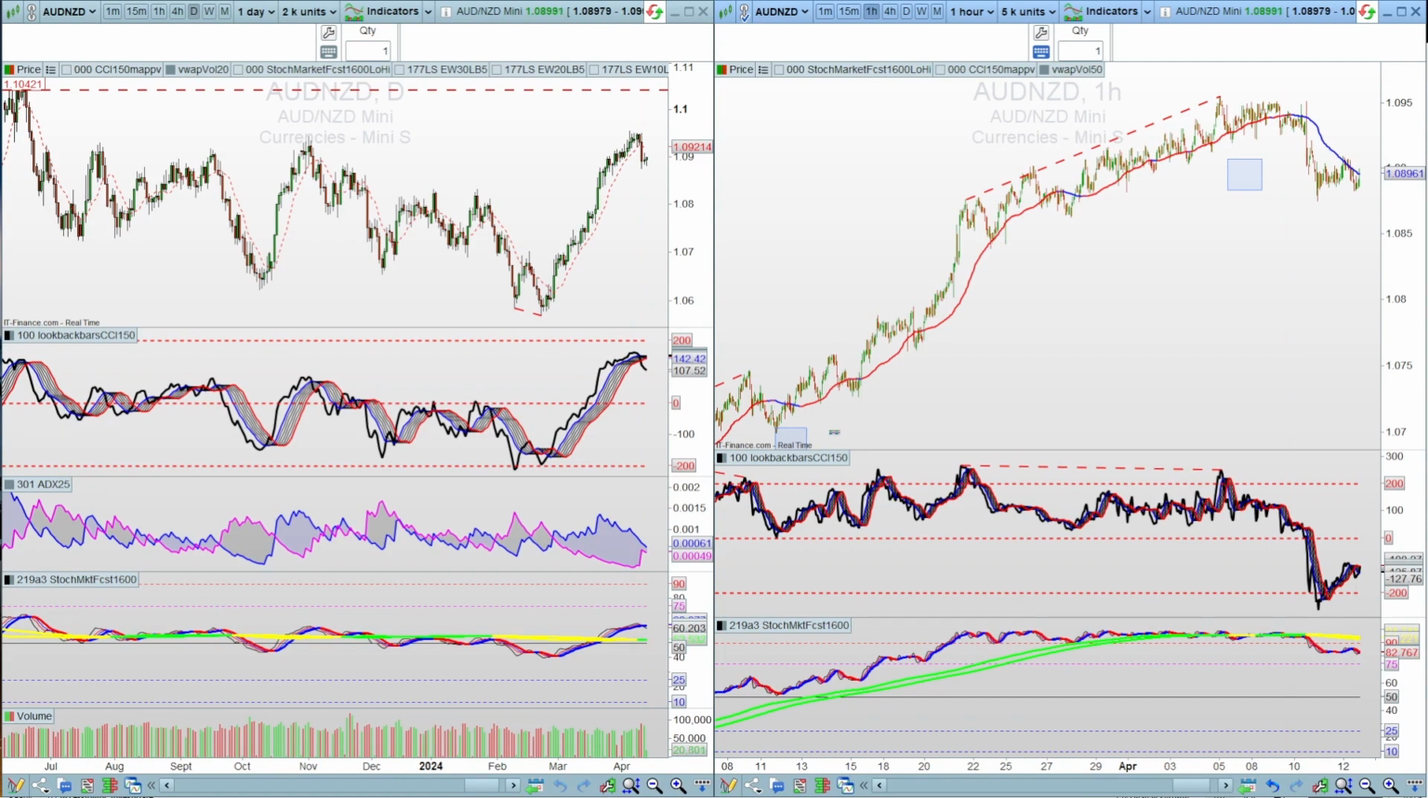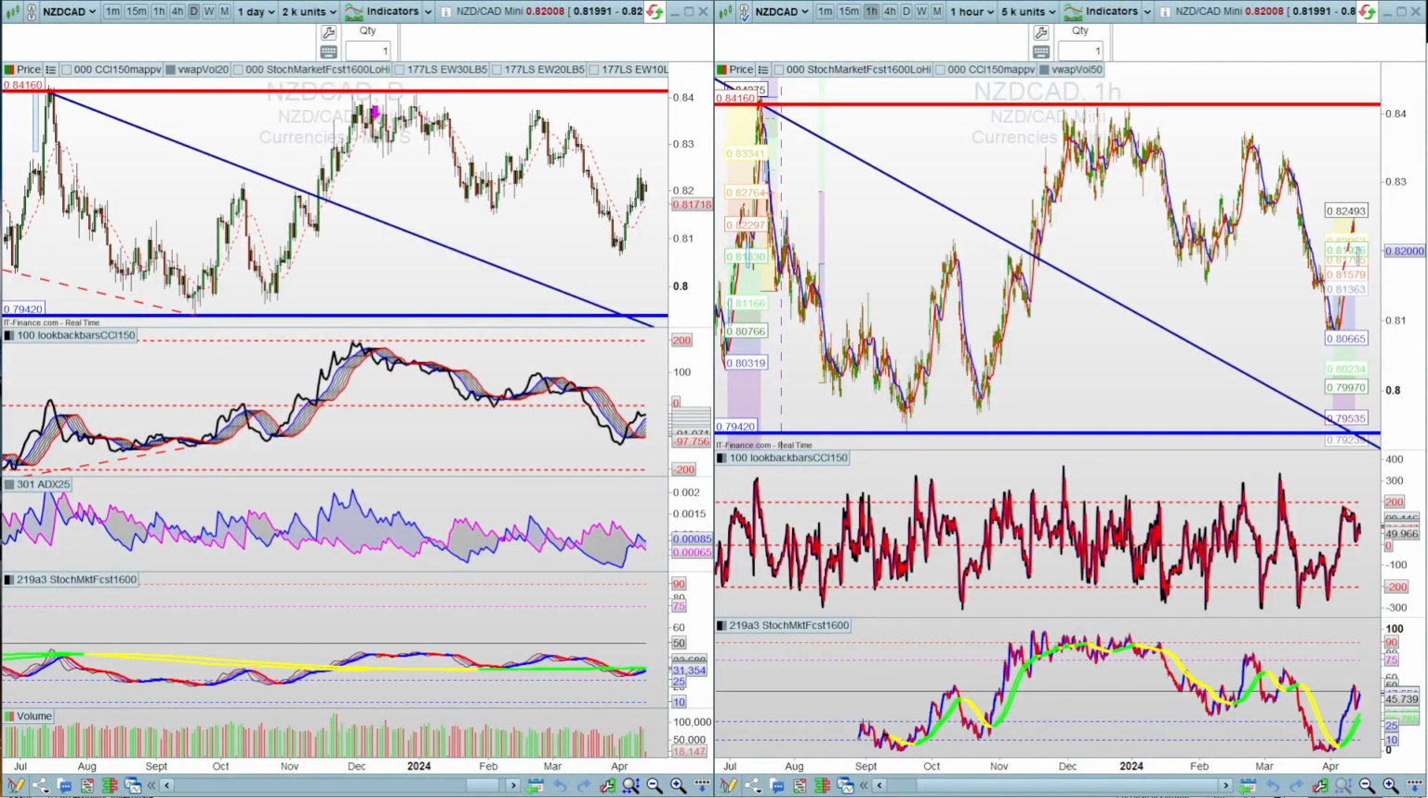Now, next we're looking at the New Zealand Canadian dollar. So New Zealand CAD, on the monthly and weekly, we're bearish. On the daily, we're showing bullish movement. So this is the opposite to the Aussie New Zealand. So New Zealand CAD has broken up past the moving average band.